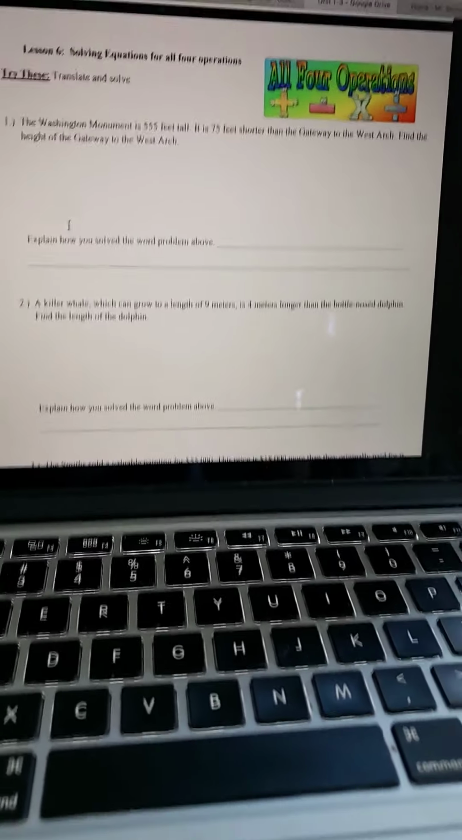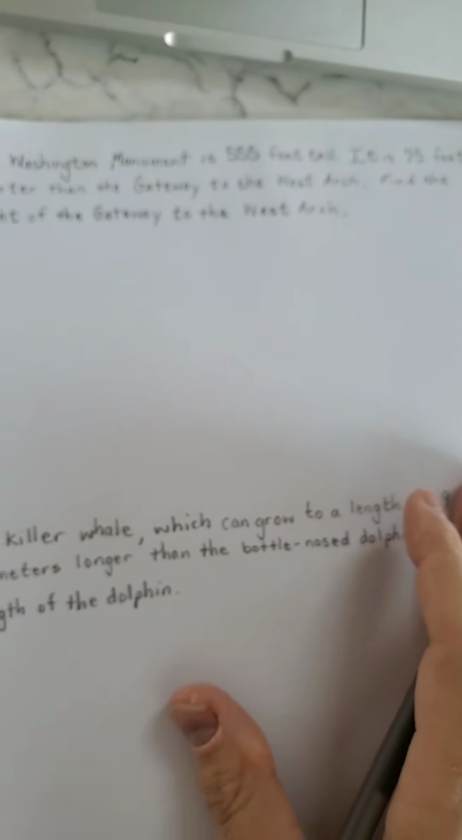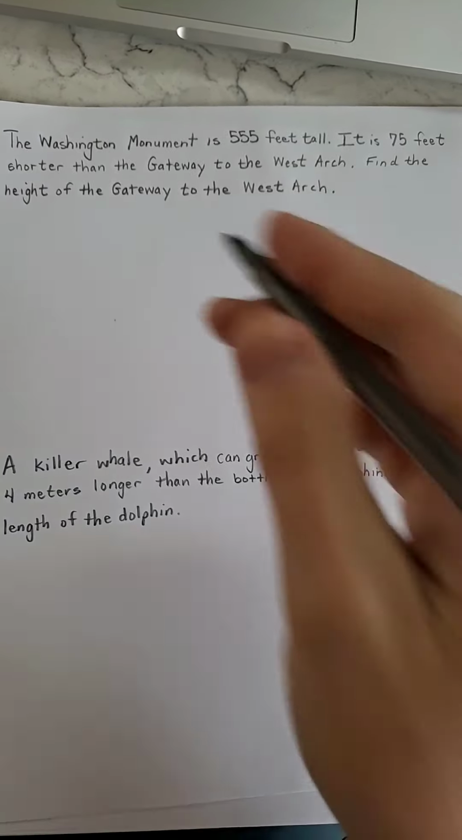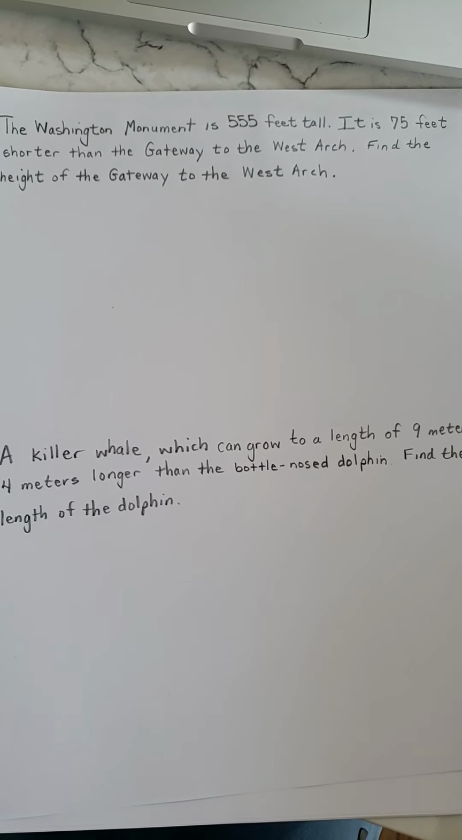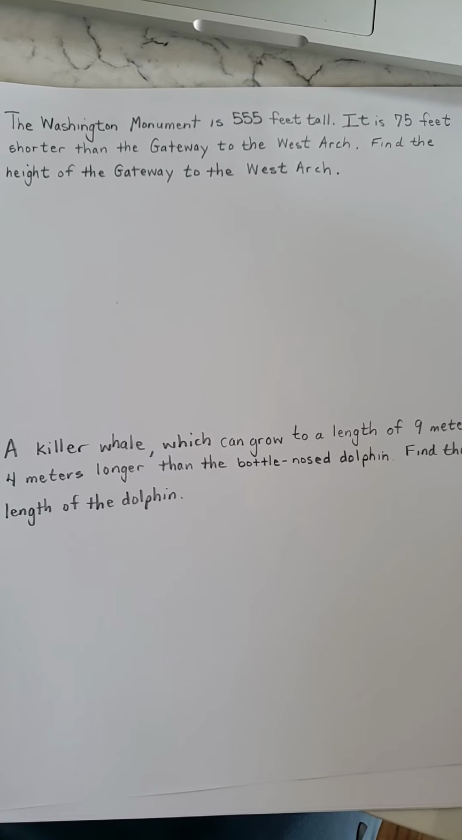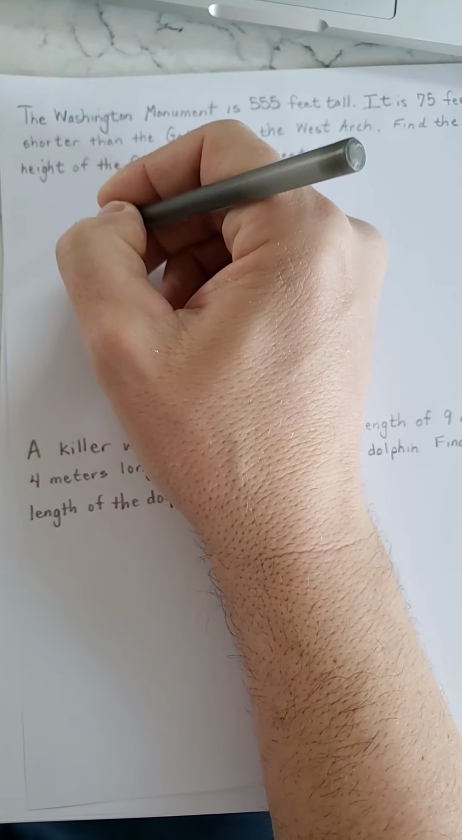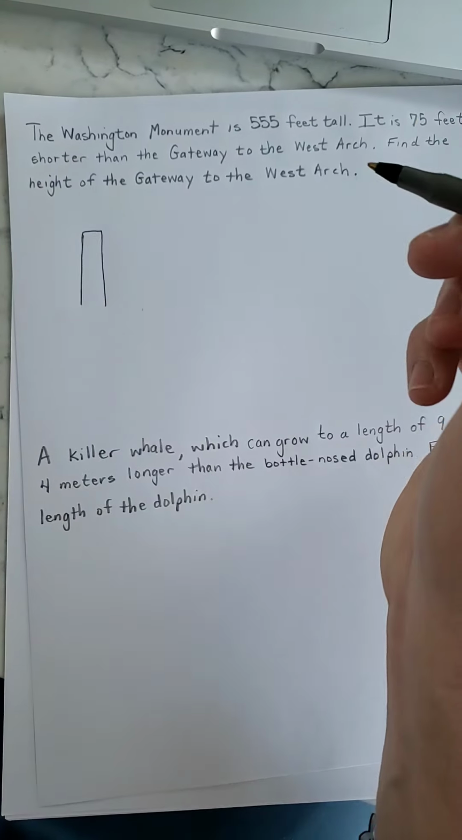So there's two ways to do this. We could obviously draw a picture and compare the two monuments, or we could use what we call a one-step equation. First and foremost, I always like to draw pictures. So I'm just going to draw a basic picture. Don't mind my arm. This is the technology that I have for you today.